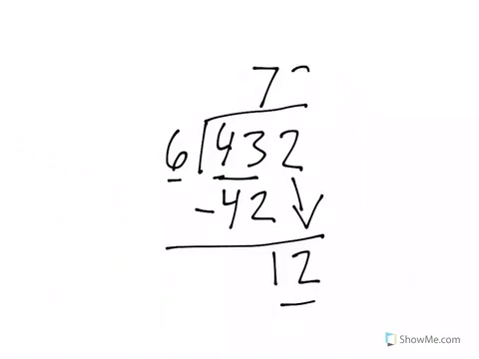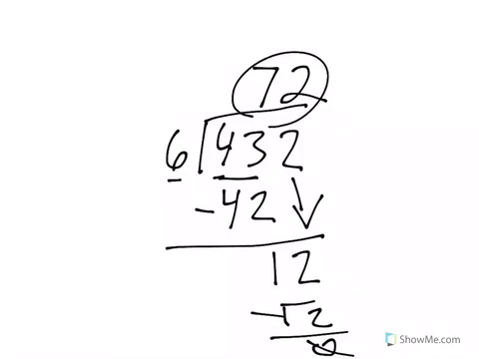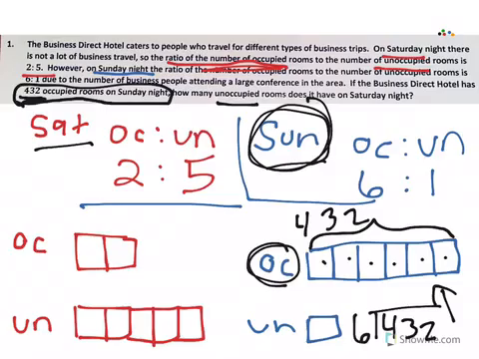6 goes into 12 2 times. 6 times 2 is 12. I subtract. I have 0. No remainder. So that means 72. Well, what does that mean for our problem? I'll tell you exactly what it means.